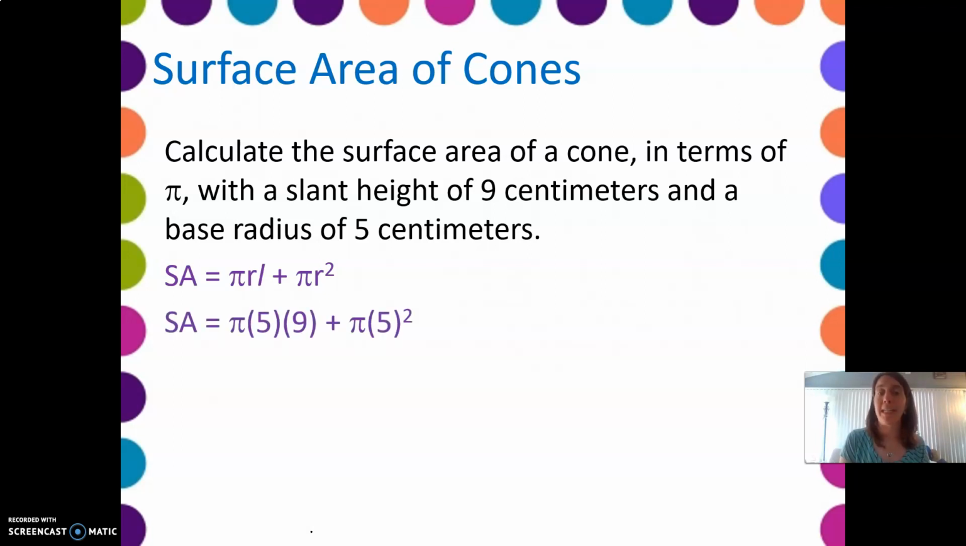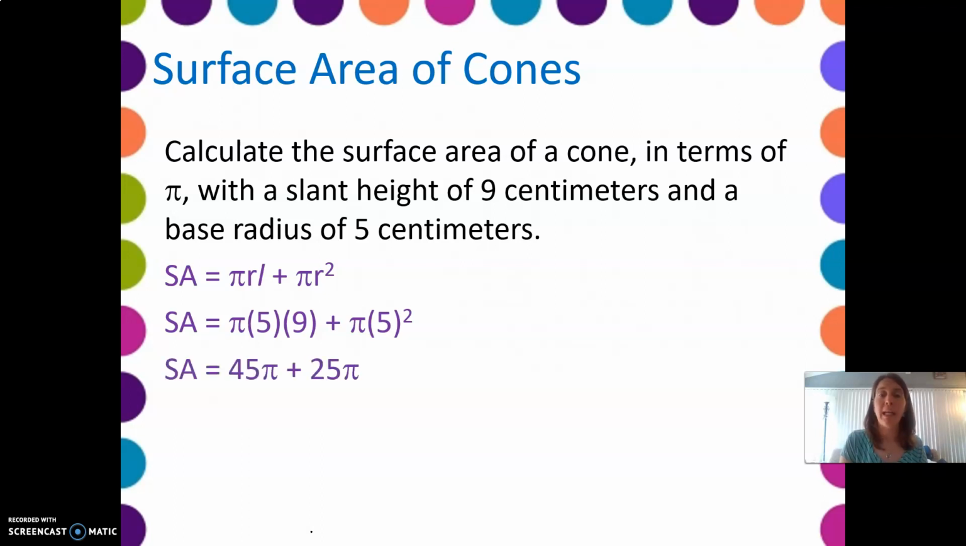Correctly filling in our two pieces of information. So I have pi times 5 times 9 for the radius and the slant height, and then plus pi times 5 squared. They did give us the radius on this question, so we didn't have to do anything special. Work with each piece individually, and then we'll put them together. So the first piece, 5 times 9, gives us 45.